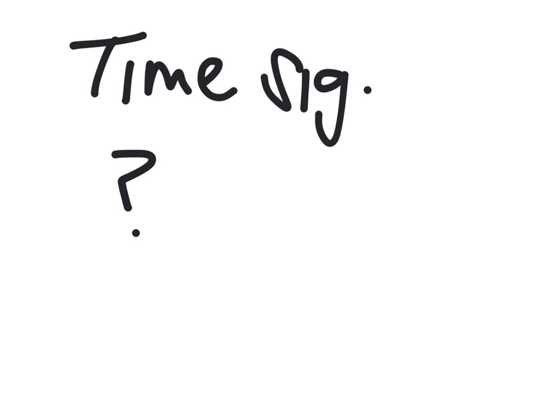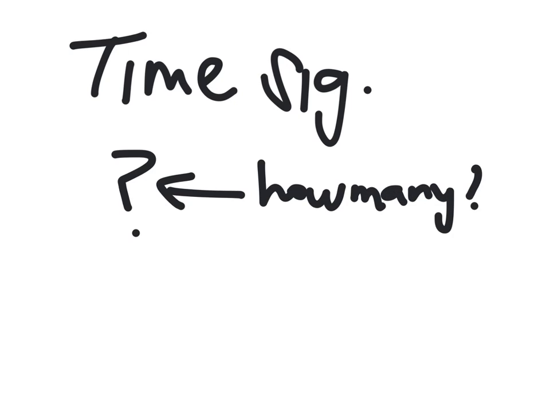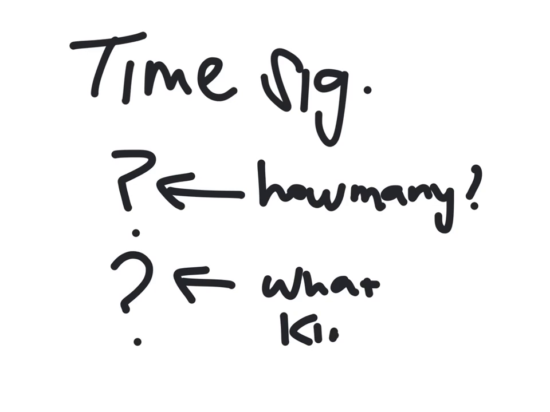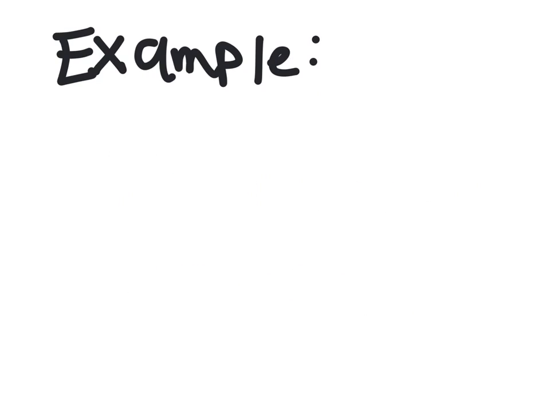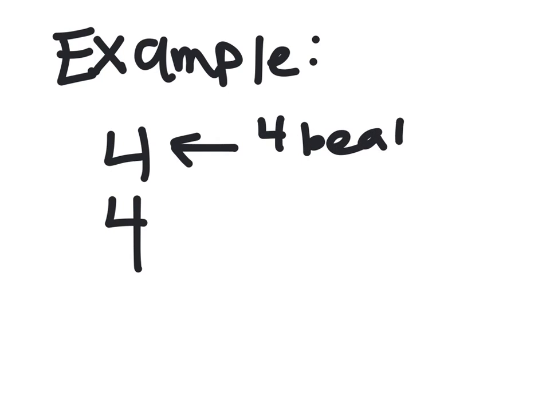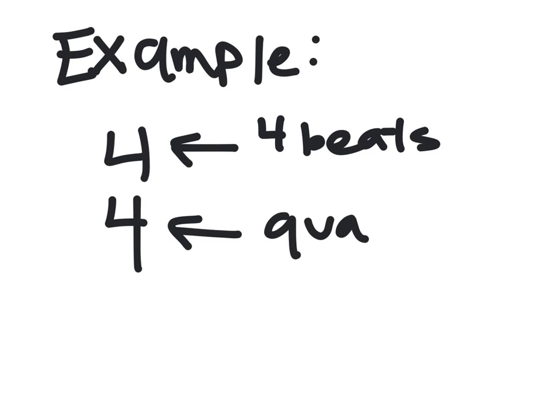The top number tells you how many notes there are per measure. The bottom number tells you what kind of note. For example, in 4/4 time, also known as common time, the top number means that there are 4 beats in each measure, and the bottom number means the type of note that gets a beat. So in this case of the 4, it's a quarter note.